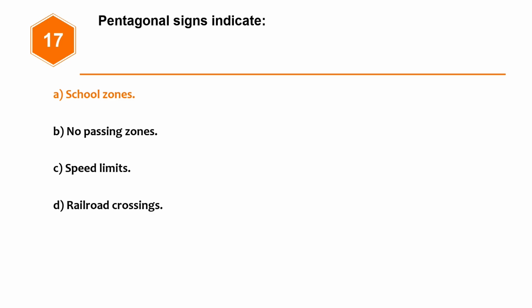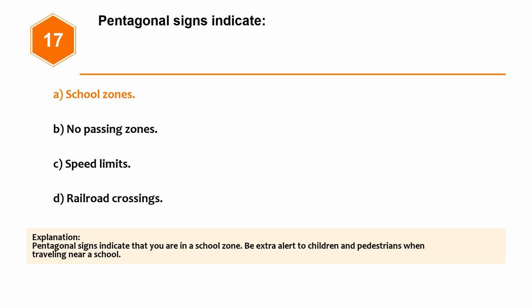The correct answer is option A. School zones. Explanation. Pentagonal signs indicate that you are in a school zone. Be extra alert to children and pedestrians when traveling near school.